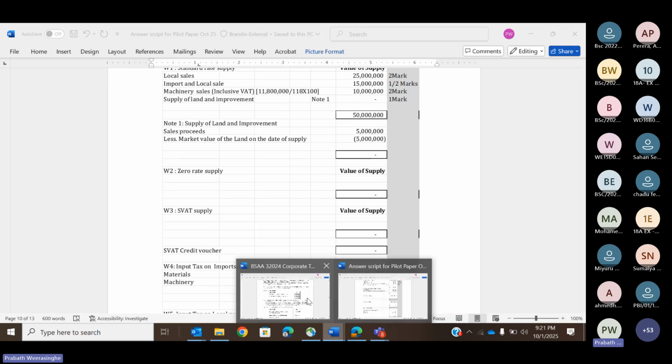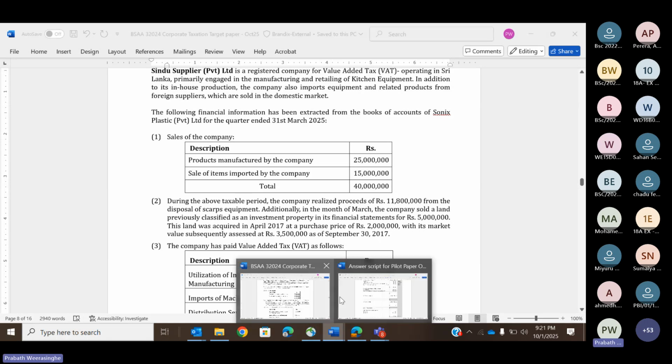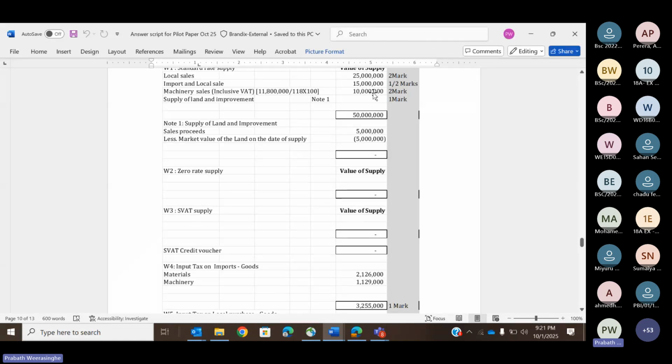Remember that one, right? During the taxable period, the company realized proceeds of so many rupees. That is the amount realized. That should be considered as tax inclusive. That inclusive amount, therefore, I use the fraction and work out the value of supply. You can see that 2 marks has been allocated. For land, one mark has been allocated.